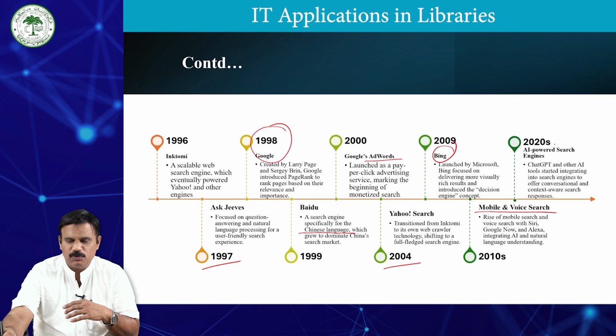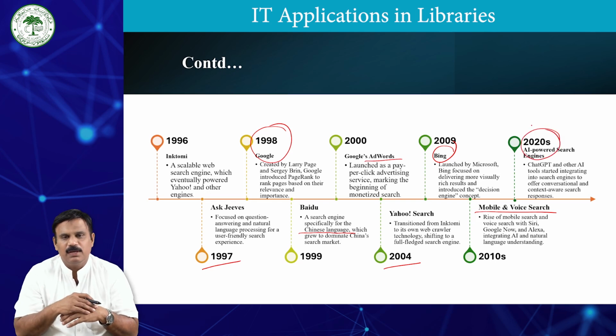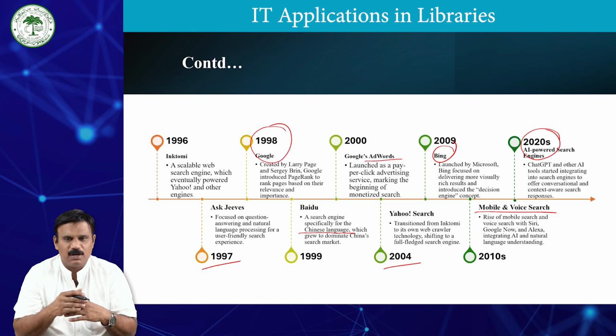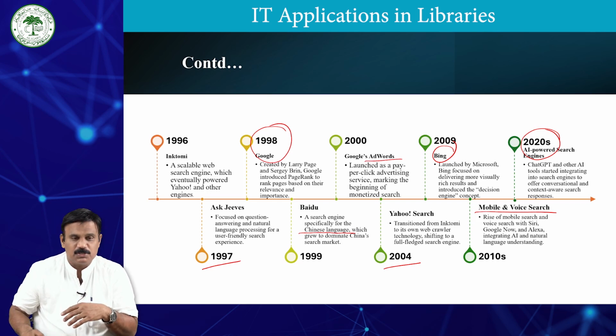In 2020, again we have AI-powered search engines like ChatGPT, and other AI tools started integrating into search engines to offer conversational and context-aware search responses. This is something about the history.